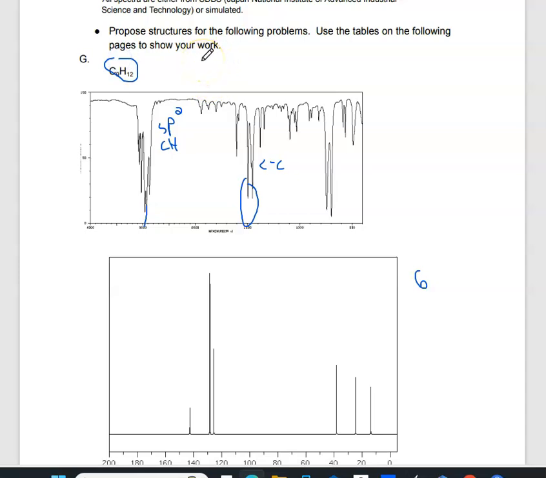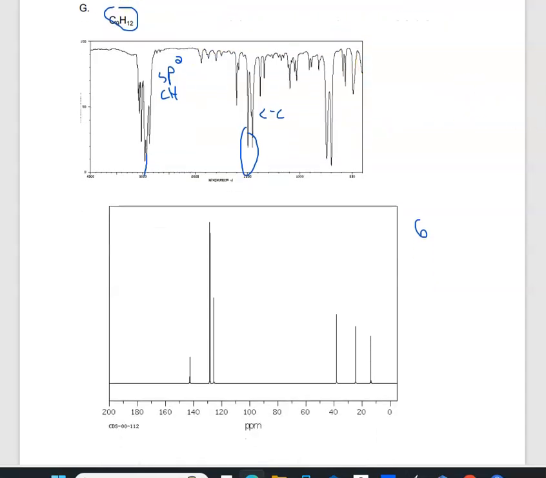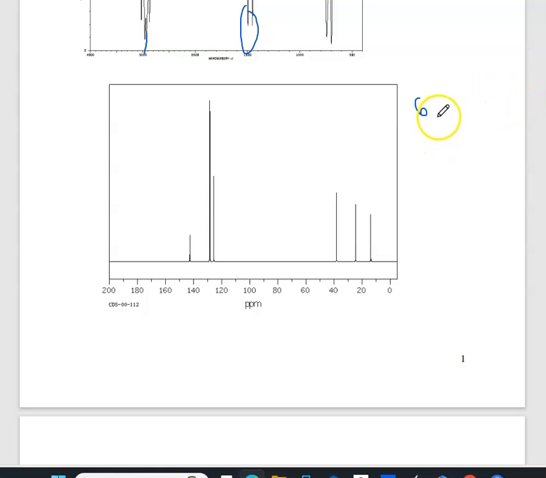The other thing to consider is that the C9H12 shows that we have a hydrogen deficiency index. So we're missing 4 pairs. So what we might be looking at is double bonds or a ring. Double bonds or a ring. So this indicates 6 unique carbons.